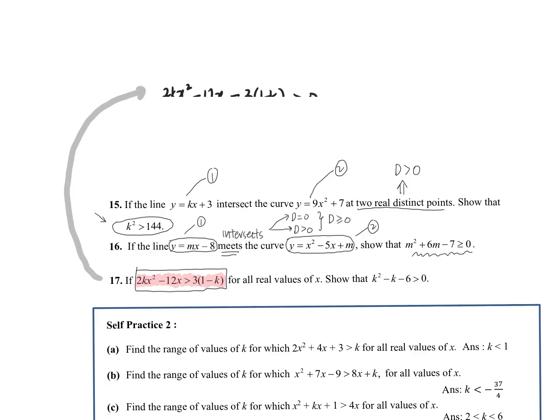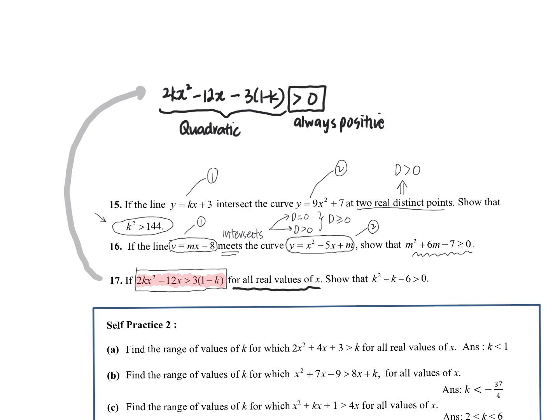Okay, this is your quadratic curve, and they are telling you that it is always positive for all real values of x. So it's telling you in a mathematical way that the curve is always positive. So when this happens, it is pointing towards a minimum curve, discriminant less than 0.